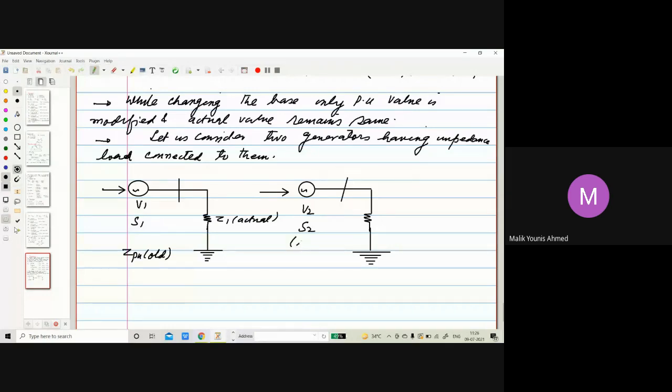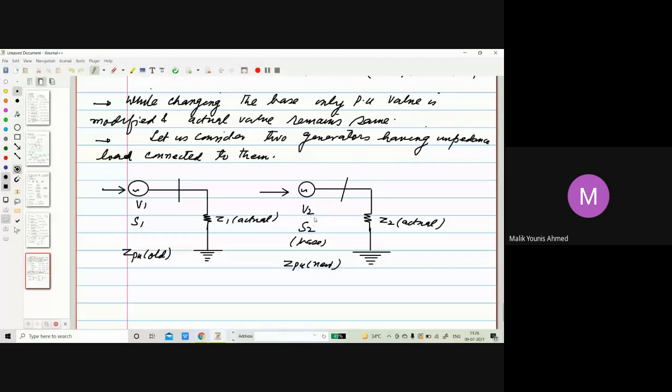Let's say these are the base values. And we have Z2, the actual impedance of generator 2. And then now we need to find the ZPU new. Okay, we need to find the ZPU new on their own base values, that is the base value V2 and S2. Okay, so I'll write here.